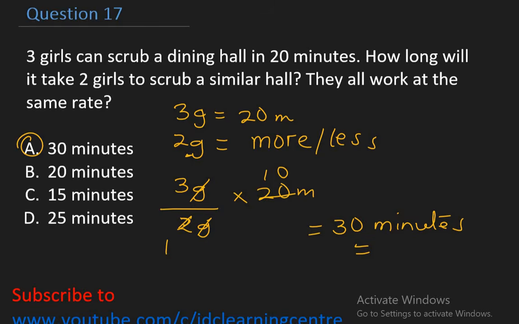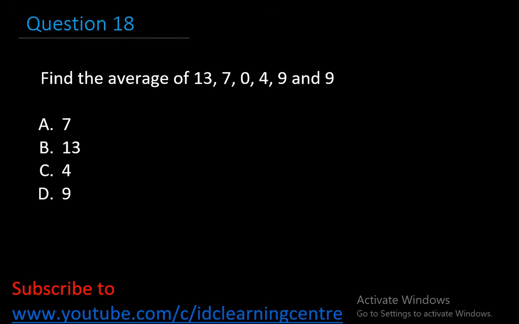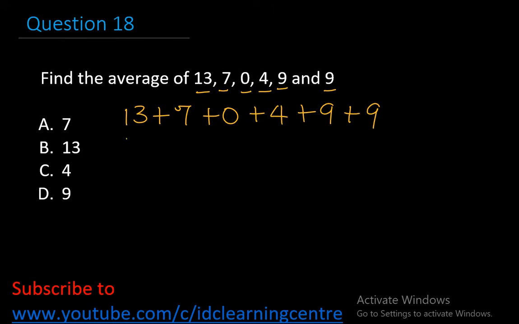Alright, now let's look at question 18. Find the average of 13, 7, 0, 4, 9, and 9. Now, to get average, you sum the numbers and divide by how many they are. 13 plus 7 plus 0 plus 4 plus 9 plus 9. This is the sum of the numbers. Now, let's divide by how many are they? 1, 2, 3, 4, 5, 6.